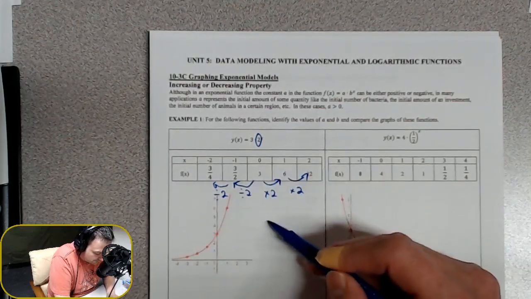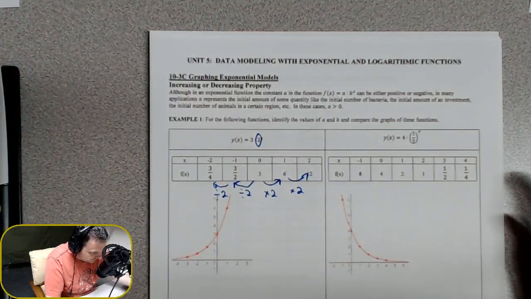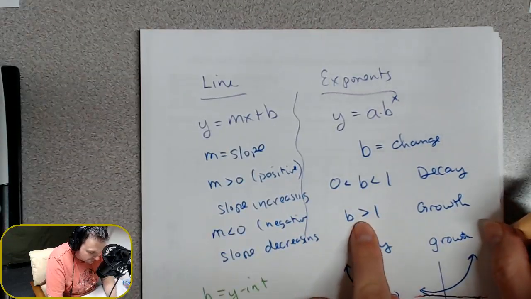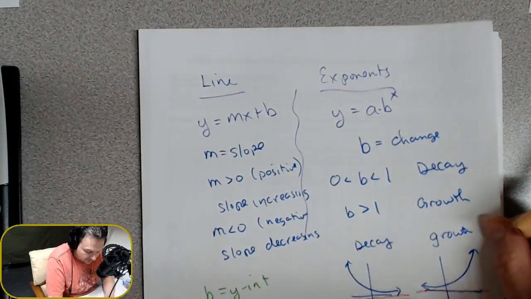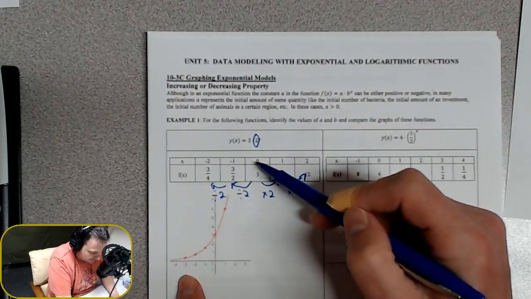Since that base, remember how back in our rules, this rule sheet is the most important sheet you should have. That base is greater than 1, so this is growth, and it looks like that. Oh, look, it looks like that. It's growth.